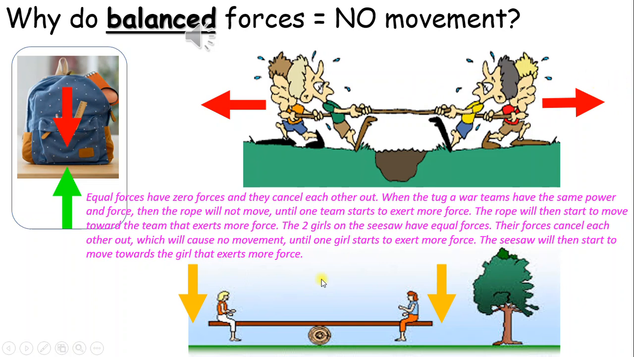The two girls on the seesaw have equal forces. Their forces cancel each other out, which will cause no movement, until one girl starts to exert more force. The seesaw will then start to move toward the girl that exerts more force.